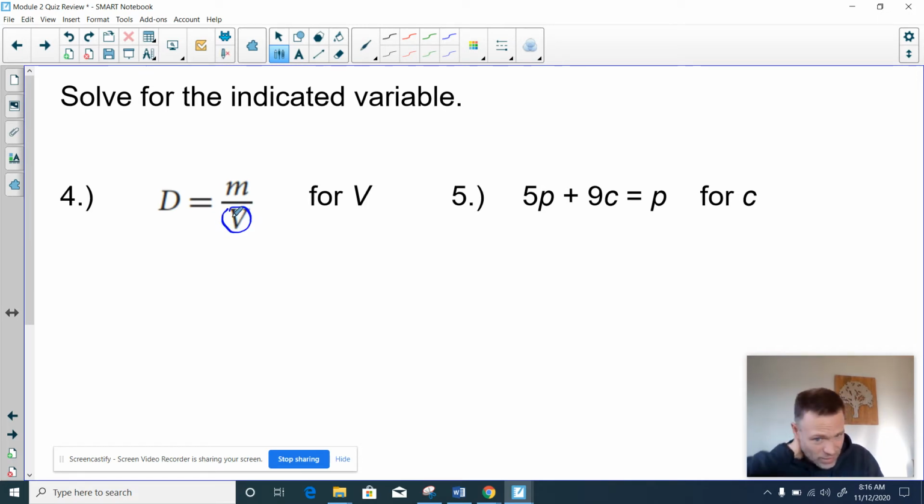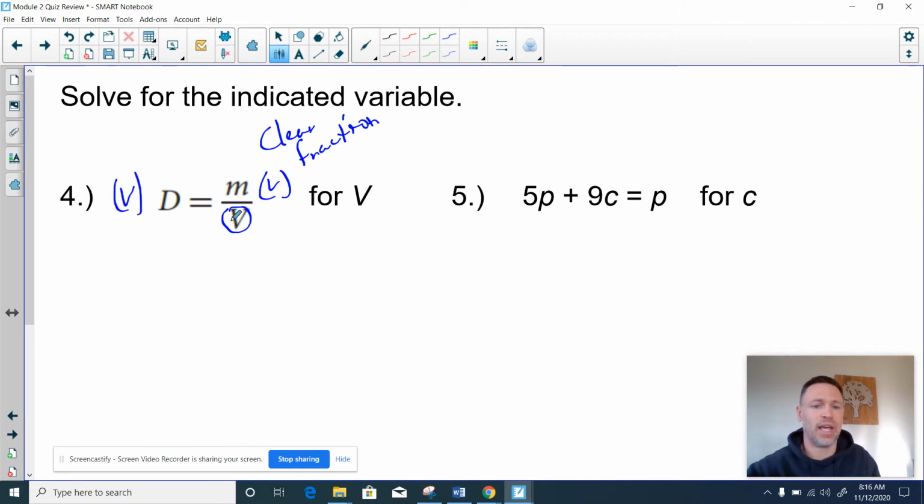Now, as I'm looking at this, there's a problem here because it's in the denominator, right? So I have to think to myself, even if I divide by m, this is still going to be in the denominator. So how do I get it out of the denominator? The answer is to clear fractions. That is a strategy we talked about earlier in the year. If I want to get rid of a fraction, I multiply by the denominator, so I'm going to multiply both sides by v.